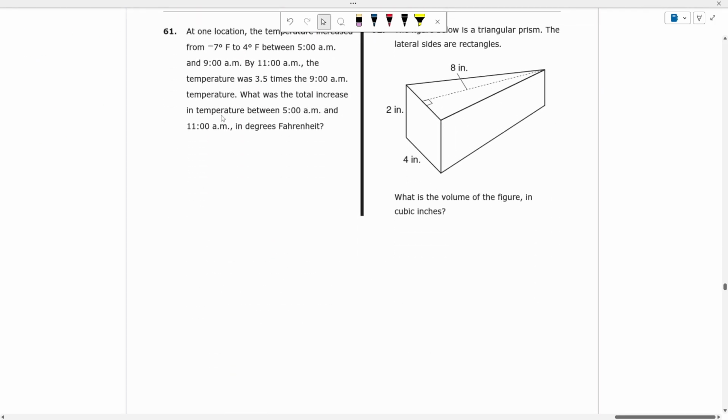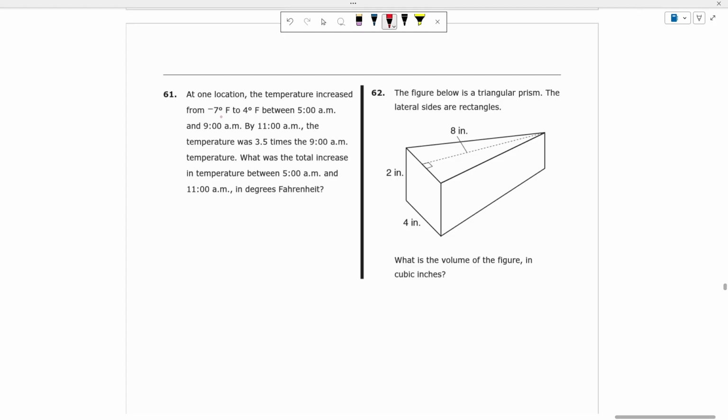Number 61 says that at one location, the temperature increased from negative 7 degrees Fahrenheit to 4 degrees Fahrenheit between 5 a.m. and 9 a.m. By 11 a.m., the temperature was 3.5 times the 9 a.m. temperature. What is the total increase in temperature between 5 a.m. and 11 a.m. in degrees Fahrenheit?